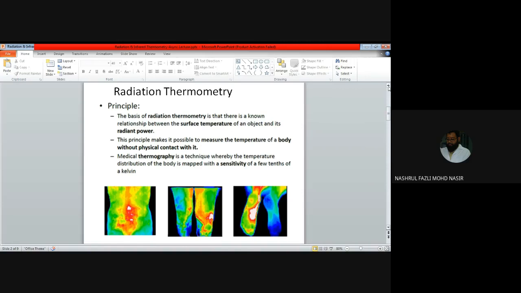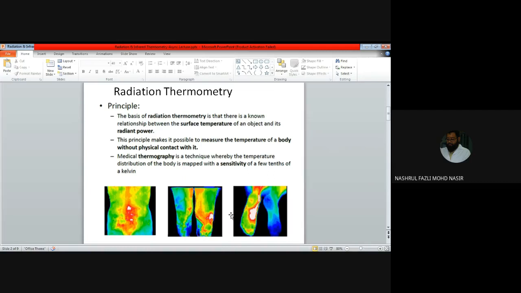Medical thermography is a technique whereby the temperature distribution of the body is mapped with a sensitivity of a few tenths of a Kelvin. I'm not sure whether you are a fan of old movies, but now it becomes a classic. When I was at your age, there was a heat movie like Predator, where we can sense the heat of a person and so on. So we know that our body radiates heat, and how to save yourself? You cover yourself in mud.